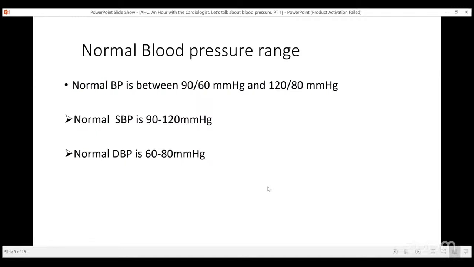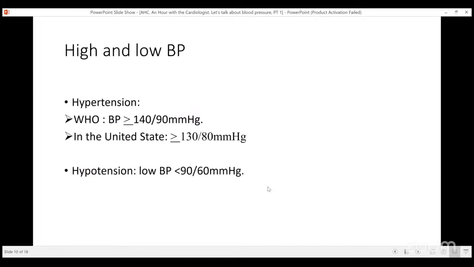Now, the normal blood pressure is between 90 to 120 systolic, 60 to 80 diastolic. All right. Now, if the blood pressure is out of range, it can either be elevated or reduced. The commoner that we face globally is elevated blood pressure. Elevated blood pressure is the same thing as hypertension.